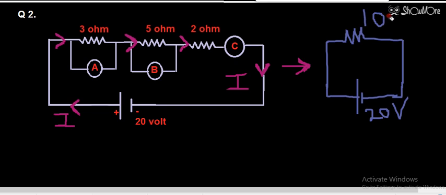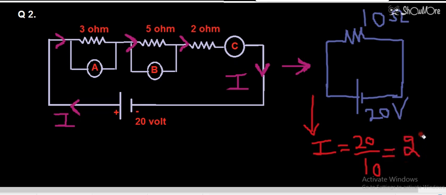So now you can find the current again. Find the total current which is coming from the battery, as in the earlier case, you can check here. I will be equal to 20 by 10. That means the current which is coming from the battery will be equal to 2 ampere. Firstly note down this step. Firstly we have to find the total current coming from the battery, so that current will be equal to 2 ampere.